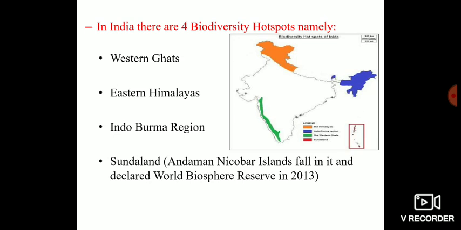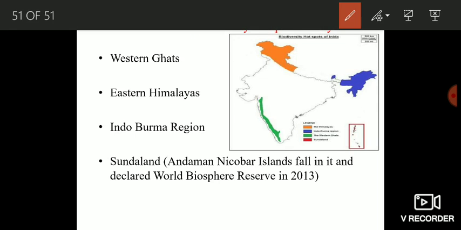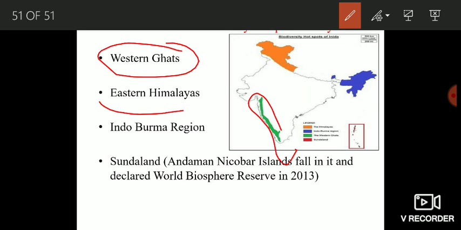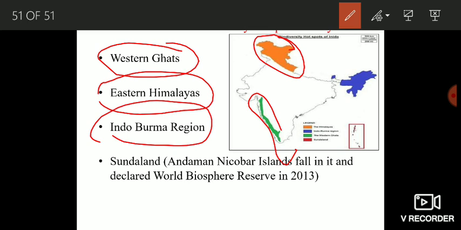Here you can see the 4 biodiversity hotspots which are located in our country. These are Western Ghats, here you can see the green patch. Then we have Eastern Himalayas here. Then we have the Indo-Burma region, and one more is Sundaland, which falls in Andaman and Nicobar Islands, and it was declared World Biosphere Reserve in 2013. That means recently it got added to the list of biodiversity hotspots.